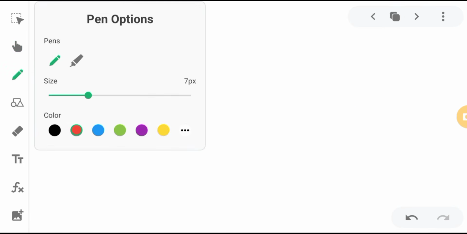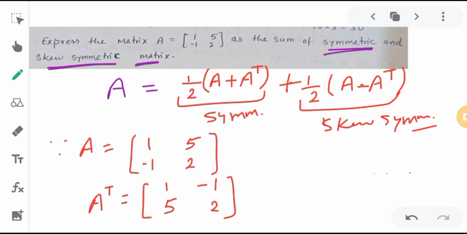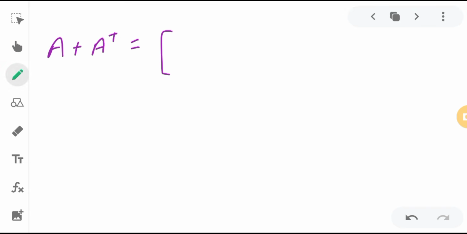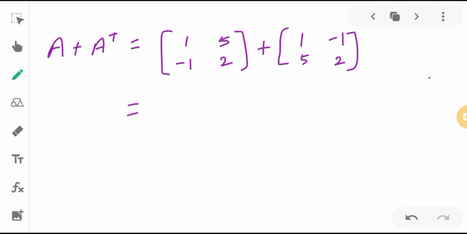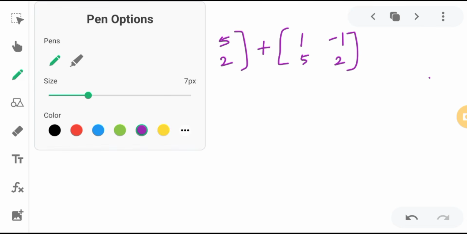Now I will find A plus A transpose, then I will multiply with half. A plus A transpose means addition of matrices. The first matrix is 1, 5, minus 1, 2, and plus the transpose, which will be 1, minus 1, 5, 2. You wrote it on the previous page, correct? So I just wrote it. Now I will add. In addition, the corresponding elements get added.